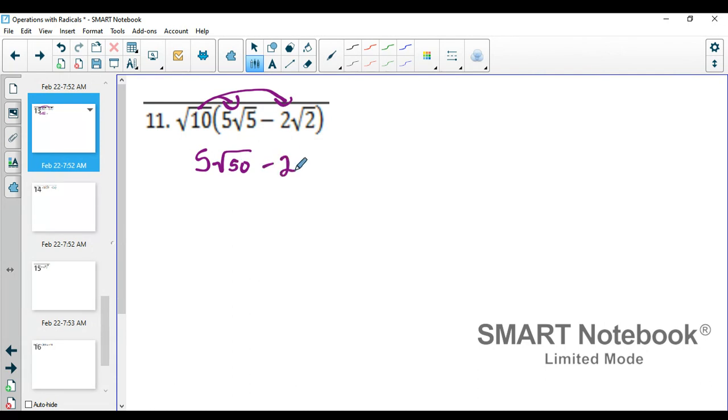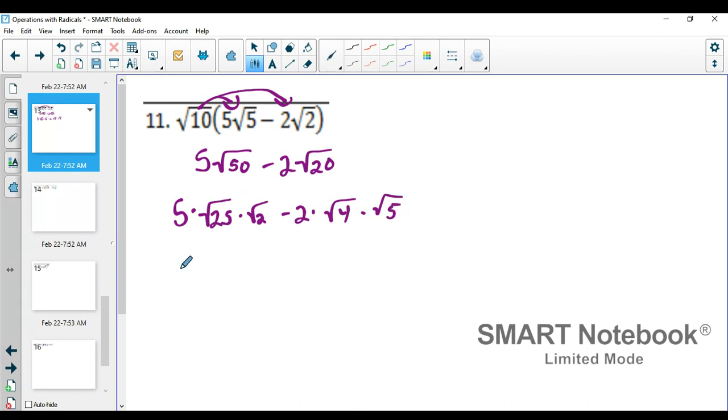Minus, and then the square root of 10 times 2 square root of 2 is 2 square root of 20. All right, and so now we're going to simplify the square roots as much as we can. So the factors of 50 that simplify are 25 and 2. So this becomes 5 times the square root of 25 times the square root of 2 minus 2. And then the factors of 20 are 4 and 5. So the square root of 4 times the square root of 5.